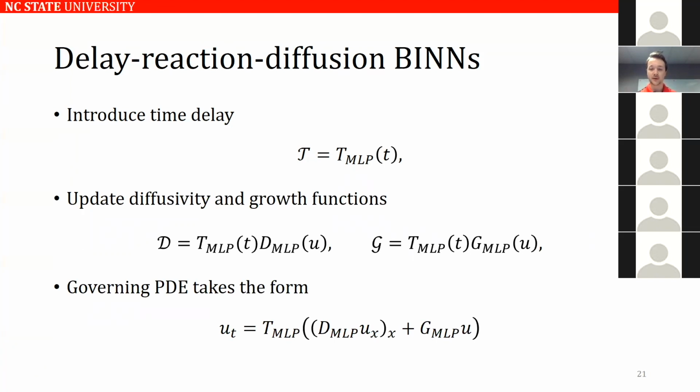So on the inside of the parentheses here, you have just the reaction diffusion equation with diffusivity and growth replaced by D and G MLPs. And then the whole equation is scaled by this new time delay function. The TMLP, in this case, we chose to have a sigmoid output activation function, and that just ensures that all of the outputs of that neural network are between 0 and 1. So it literally does just scale the diffusivity and growth as a function of time.